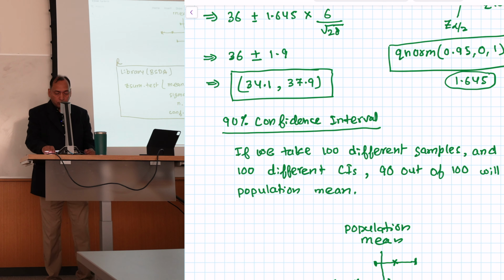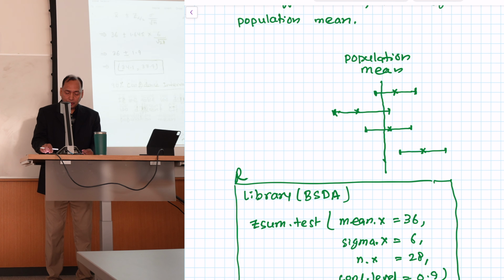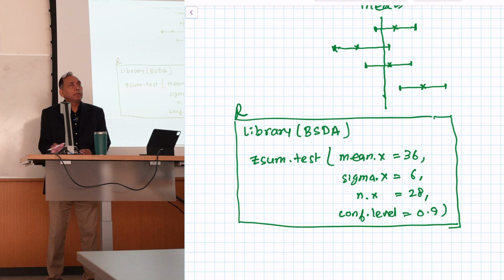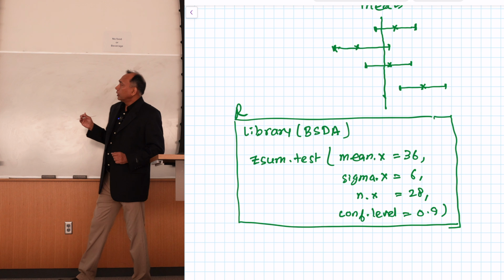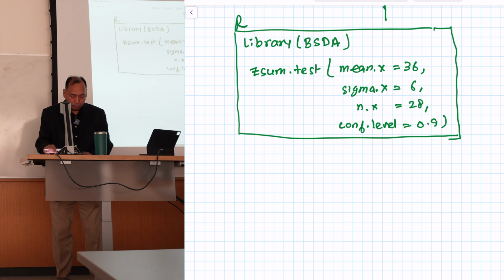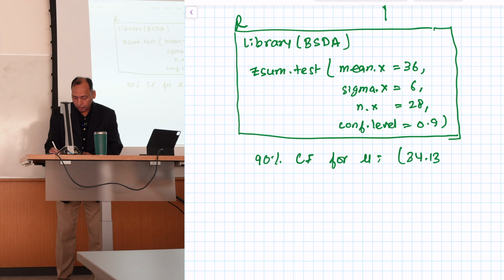Here we were plugging in the values and doing the calculations, but here you can get the confidence interval directly. This will become easier and easier, and it will save a lot of time as we go forward with more complex calculations. So the 90% confidence interval for mu that we got was 34.13 minutes and 37.87 minutes.